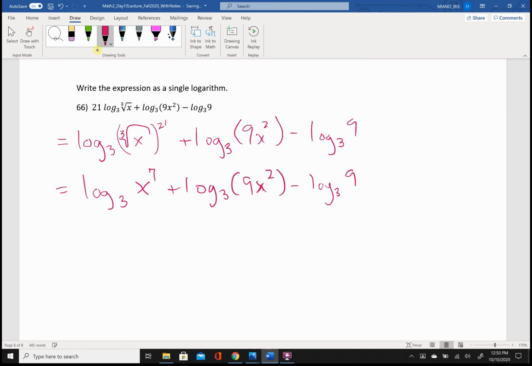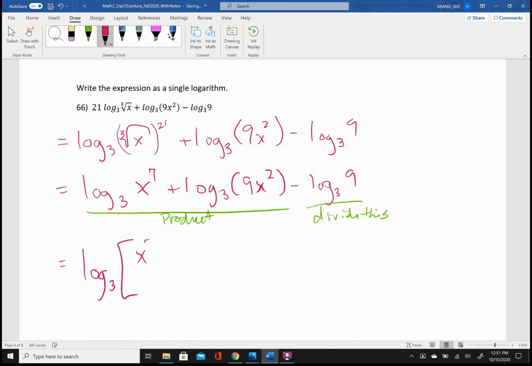I recommend that you don't do too much at once for this. Okay, let's first just deal with the sum and make it a product inside of a single logarithm. Actually, we could do it all at the same time. I'm okay with that. Yeah, let's do a product here, and then it has to be divided by this, and then divide this. Okay, yeah, we could do it all in one go if we're feeling comfortable. So that's log base 3 of x to the 7th times 9x squared all over 9. That's supposed to be a raised dot, and that's supposed to be an x. So sloppy.